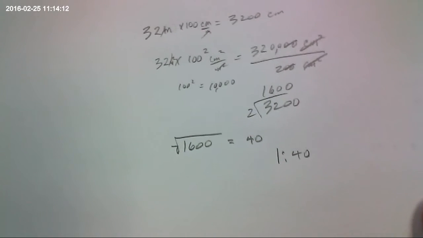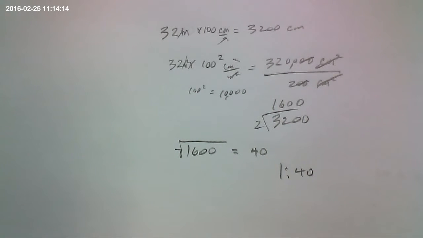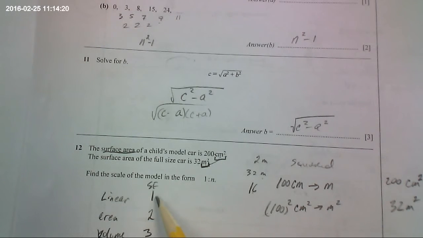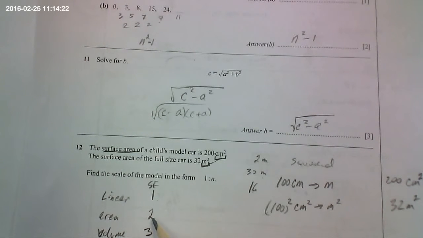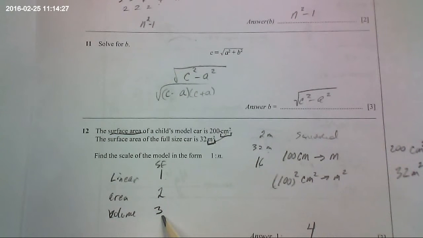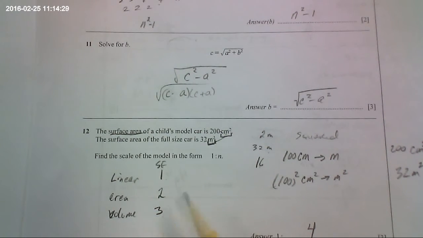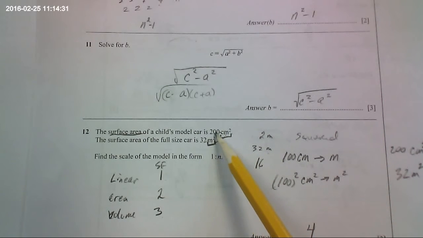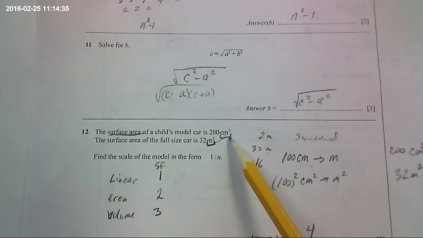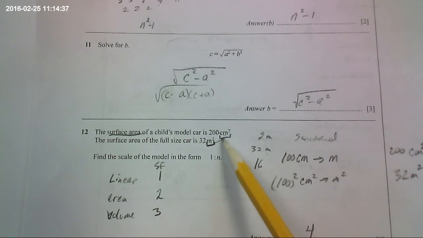I hope this helps. Again, let me review what happened right here. So first of all, with scale factor, when it's linear, the exponent's 1. If it's area, the exponent is 2. And if it's volume, the exponent is 3. And when we convert, we don't just have to find the scale factor and take the square root. We also have to be careful when we convert these units.